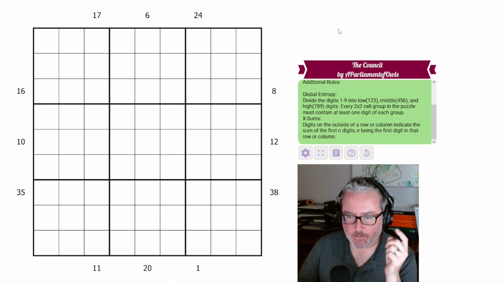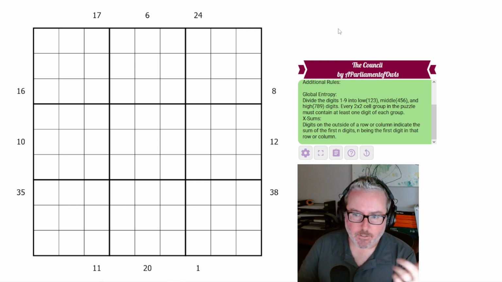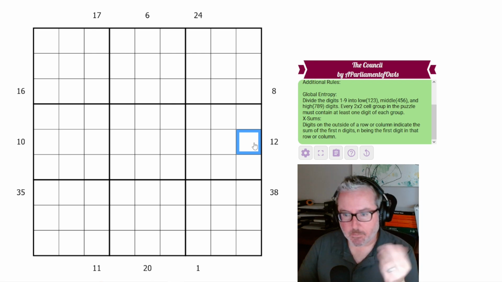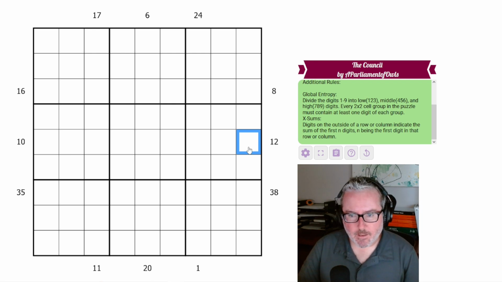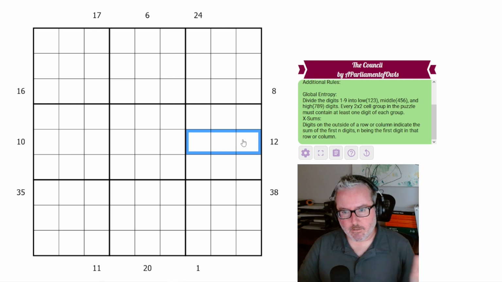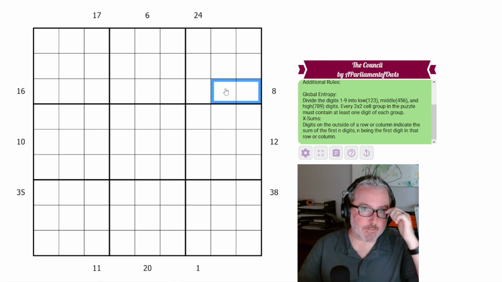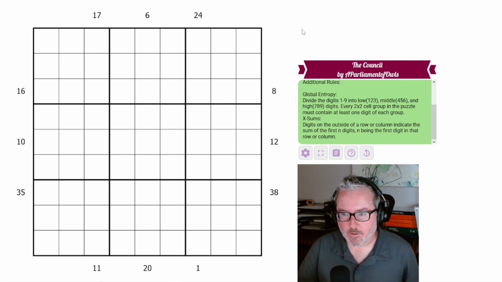Then we've got X sums. So digits on the outside of a row or column indicate the sum of the first n digits, n being the first digit in that row or column. So look at this 12 clue. Whatever this digit happens to be, let's say it's a 3, it would mean that the first 3 cells from this side must add up to 12. If this was a 2, the first 2 cells would have to add up to 12, etc., with all of these other options here. And that's it.